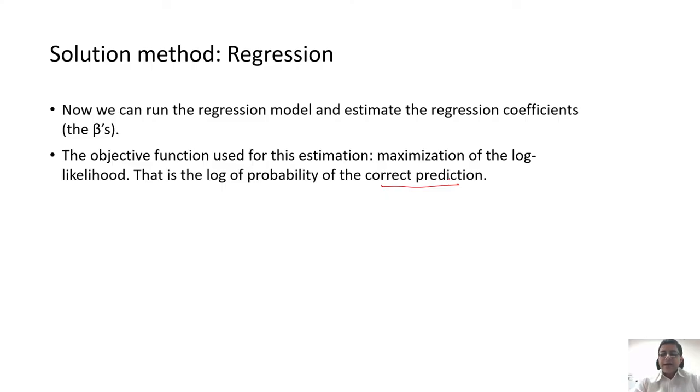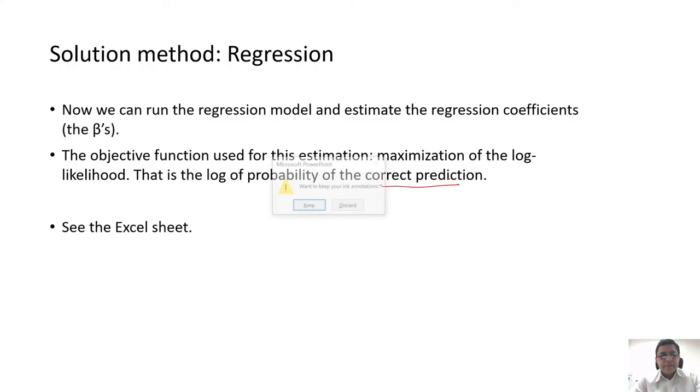Once again, highlighting the difference between MLR and logistic regression. In MLR, the objective of running the regression and estimating the parameters is to reduce the sum of squared errors. In logistic regression, the objective of running the regression and estimating the values of regression coefficients is maximization of log likelihood, which is the log of probability of correct predictions.